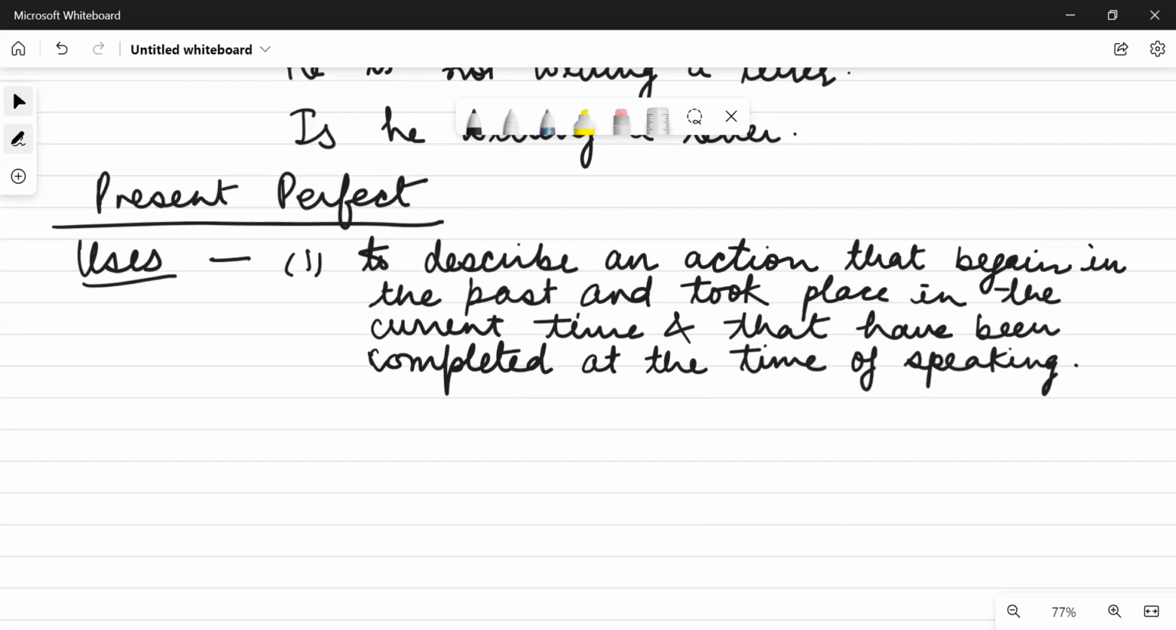Present perfect talks about those actions. It describes those actions that began in the past. हाँ, began in the past. जो past में शुरू हुए, current time में यानी present में चले and have been completed at the time of speaking. और जब हम उसकी बात कर रहे हैं ना, उस time पर वो complete हो चुके हैं. The action is over. See, for example, I have delivered the documents you needed.